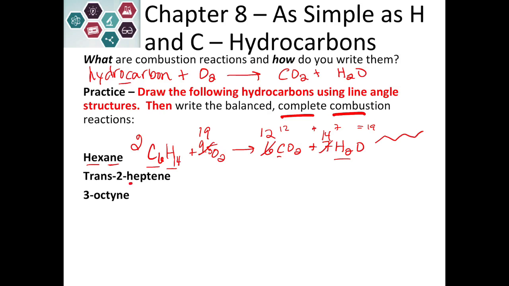Trans-2-heptene, hept is C7. Ene is 2N, so again we have 14 hydrogens. The trans and the 2 have nothing to do with the formula. Again, we'll add O2. We will make CO2 and water. Trans-2-heptene drawn. There's your hept. Double bond between carbons 2 and 3, and that is trans.